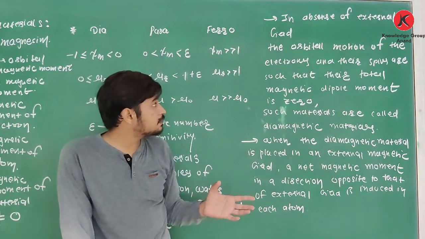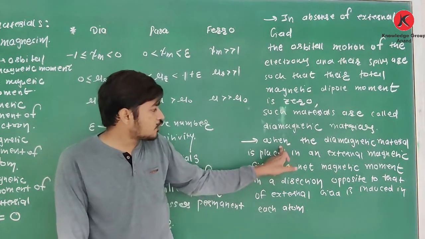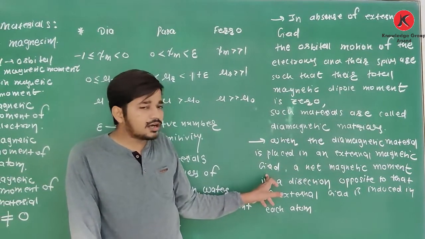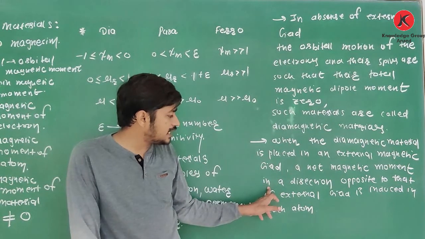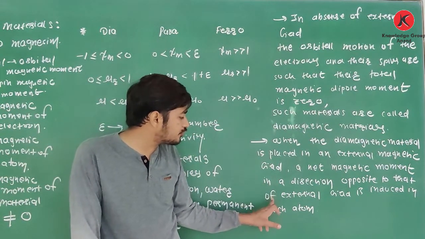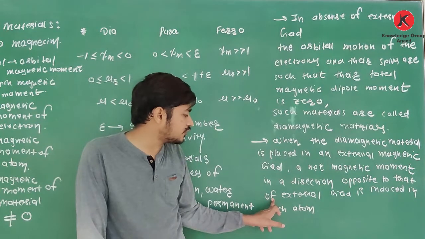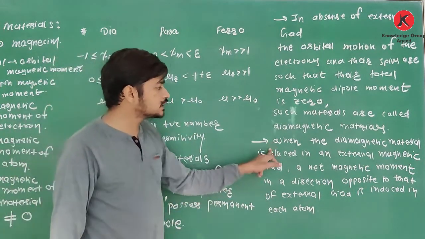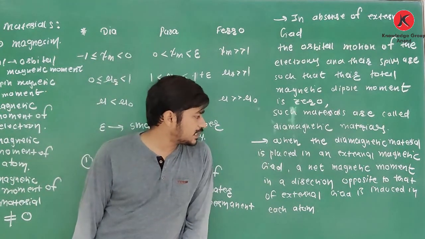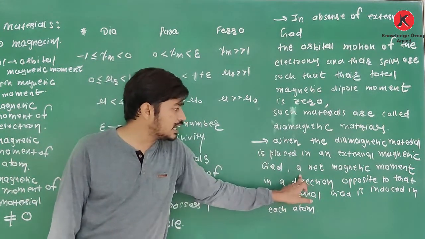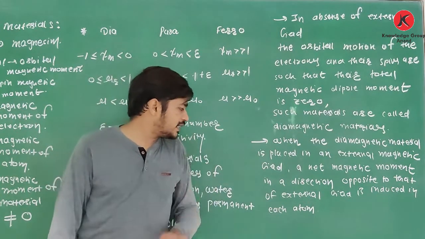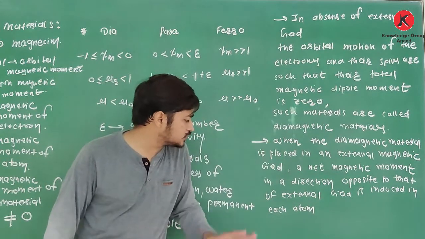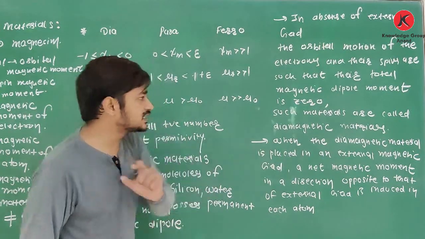Now when they are placed in an external field. When the diamagnetic material is placed in an external magnetic field, a net magnetic moment in a direction opposite to that of the external field is induced in each atom. You have to remember this point. How? We will see. See here.